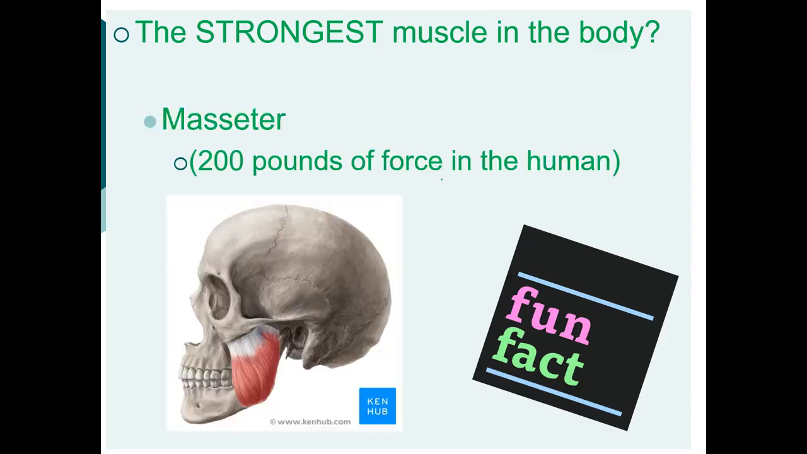Just FYI, strongest muscle in the body: the masseter muscle. That's the one that opens and closes your mouth. 200 pounds of force in a human.